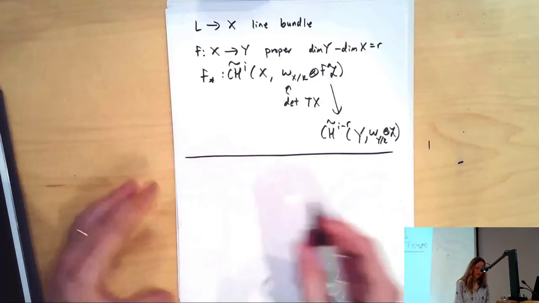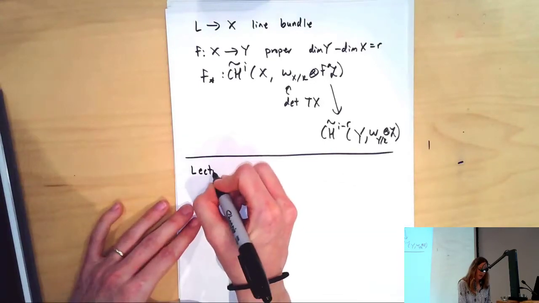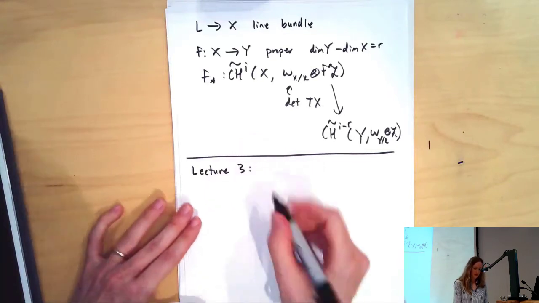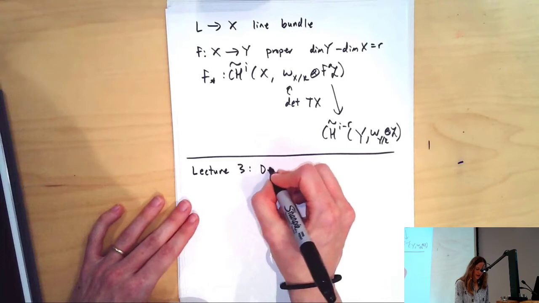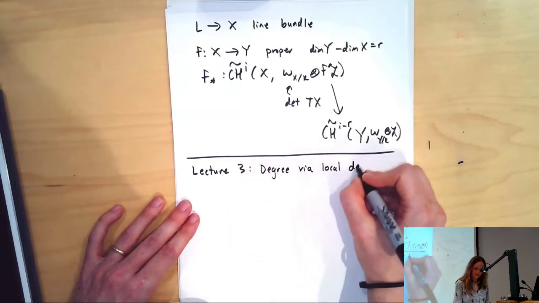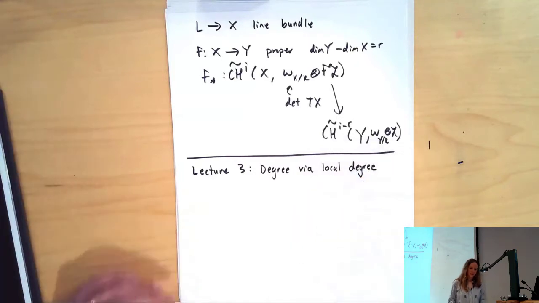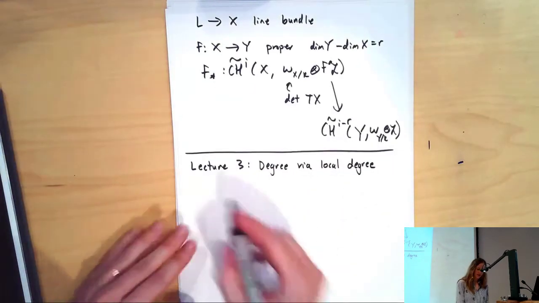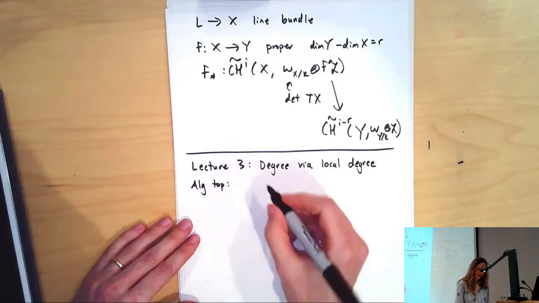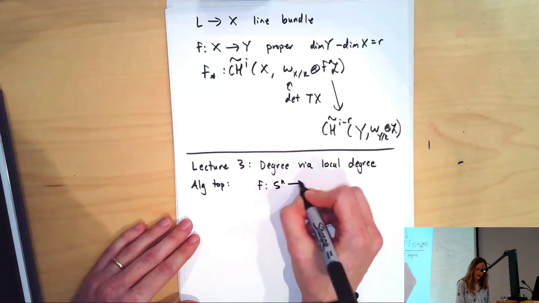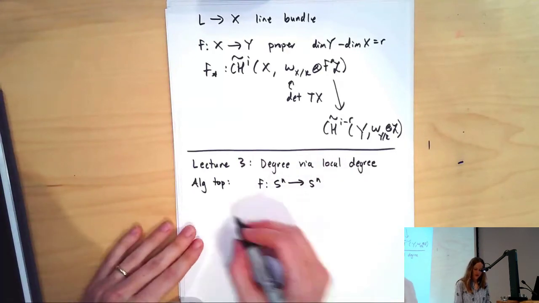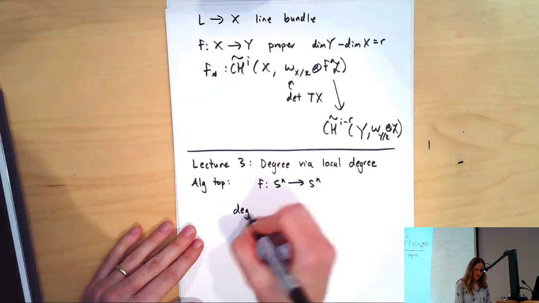So lecture 3, we were going to be more concrete about the degree. So we're going to do the degree via local degree. So let's go back to algebraic topology. If we've got a map f, S^n to S^n, let's say it's smooth, we've got a degree of f.